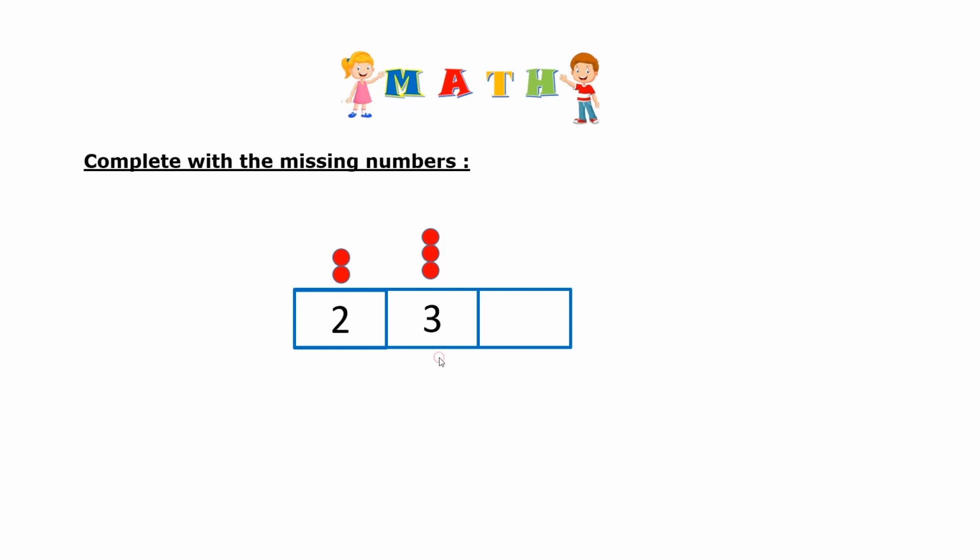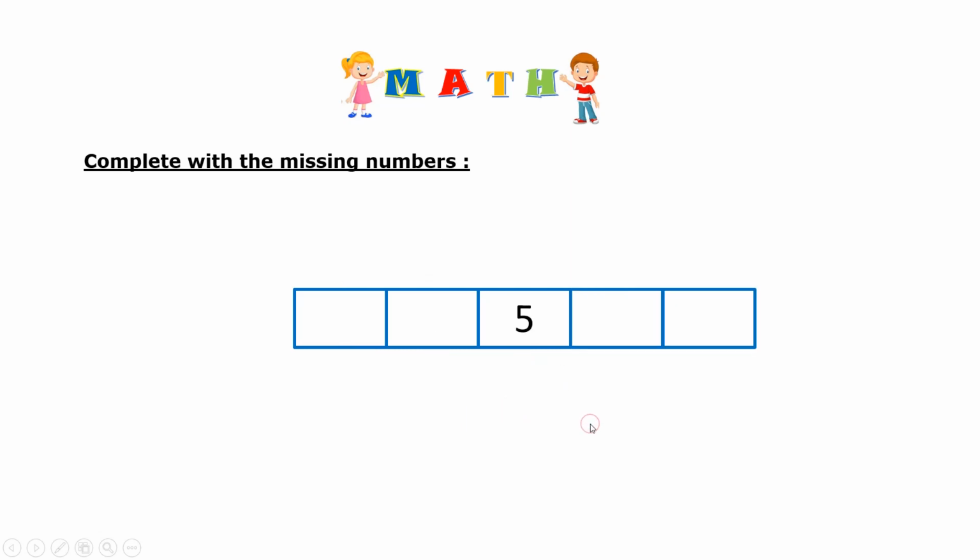Great. Now, after 3, how can we know? It's like we have the 3 marbles and then we add 1. 3 and 1, it's 4. Great. So before 3, it's 2 and after 3 is 4. When I finish, I should read 2, 3, 4. It's correct. Great. Now let's continue.